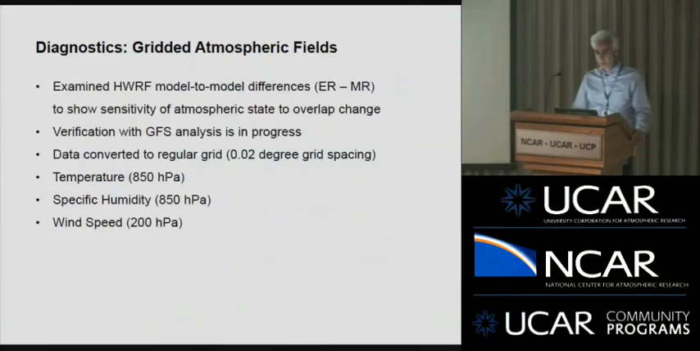All right, so let's get into some more traditional gridded atmospheric fields and see how those are changing. So at this point in the project, we've only examined model-to-model differences between the exponential random and the maximum random to show the sensitivity of the atmospheric state to these changes in the cloud overlap and the heating rates. So we will do a verification with GFS analysis, so that's in progress at the moment. I didn't have enough to show you today, but we will work on that next. So these are data that have been converted to the regular grid, and I'll be showing you maps of temperature, specific humidity, and wind speed at different levels.